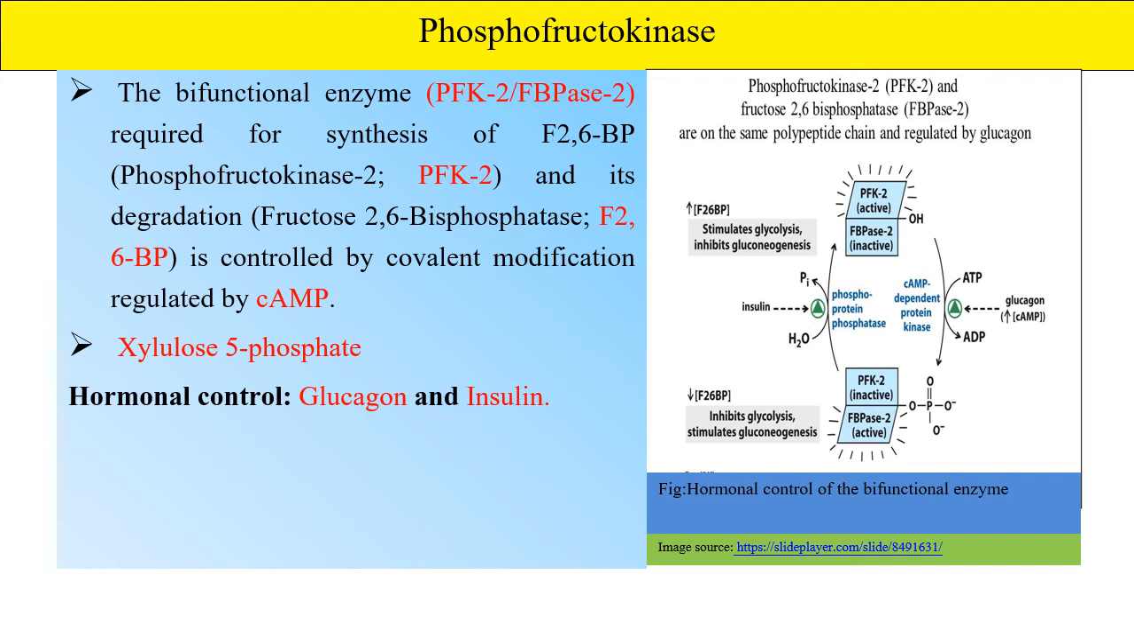The activity of phosphofructokinase is also controlled by two hormones, glucagon and insulin. At low blood sugar level, glucagon triggers a cyclic AMP cascade, which leads to phosphorylation of the bifunctional enzyme. This covalent modification activates fructose-2,6-bisphosphatase and inhibits phosphofructokinase 2, and thus inhibits the rate of glycolysis. At high blood sugar level, insulin activates phosphoprotein phosphatase, which dephosphorylates the bifunctional enzyme, activates phosphofructokinase 2 and inhibits fructose-2,6-bisphosphatase, and thus enhances the rate of glycolysis.